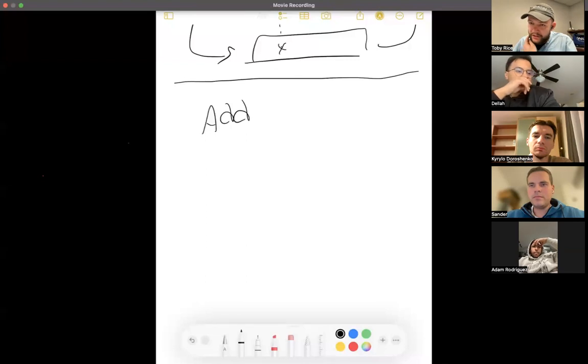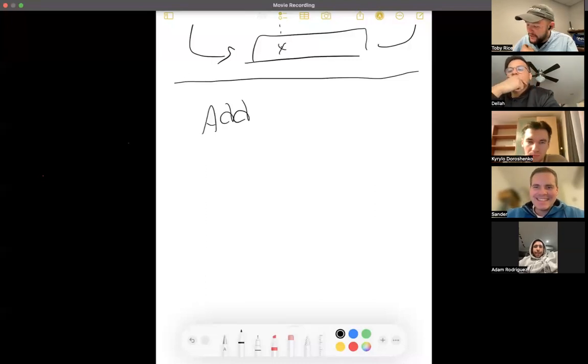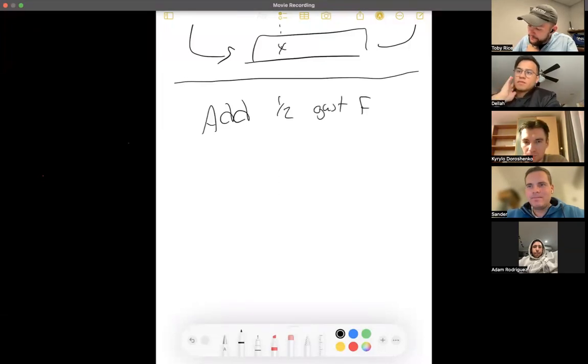That happened to my student 8 times about 2 hours ago, so I can tell you all about that. First off, you want to add one half of the gust factor to your VREF.